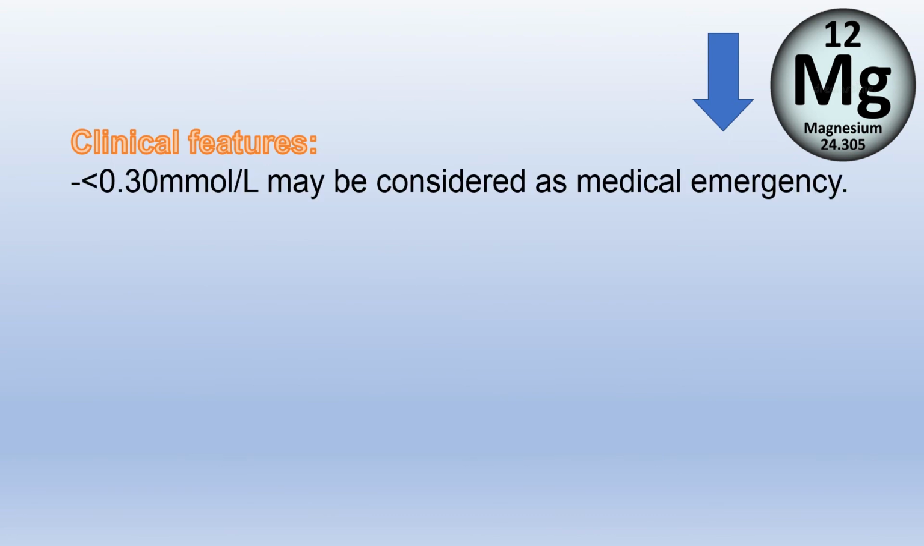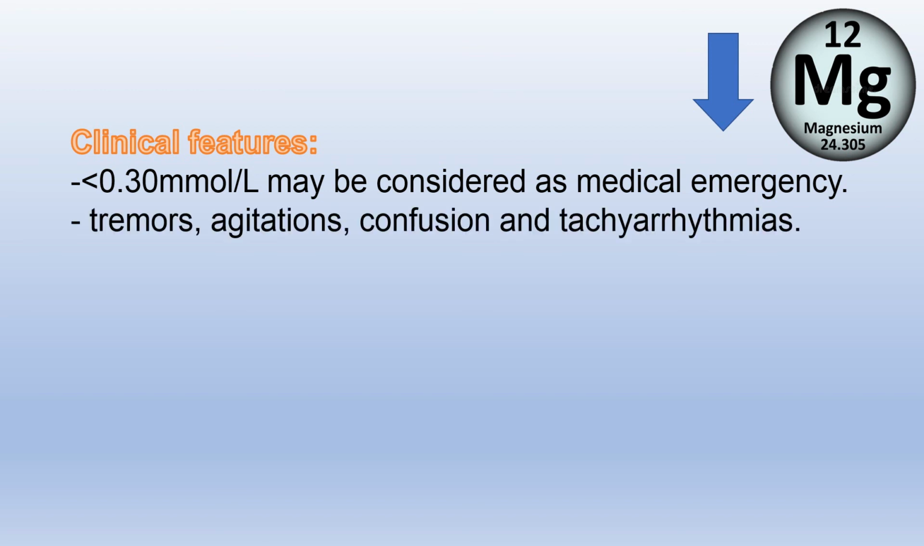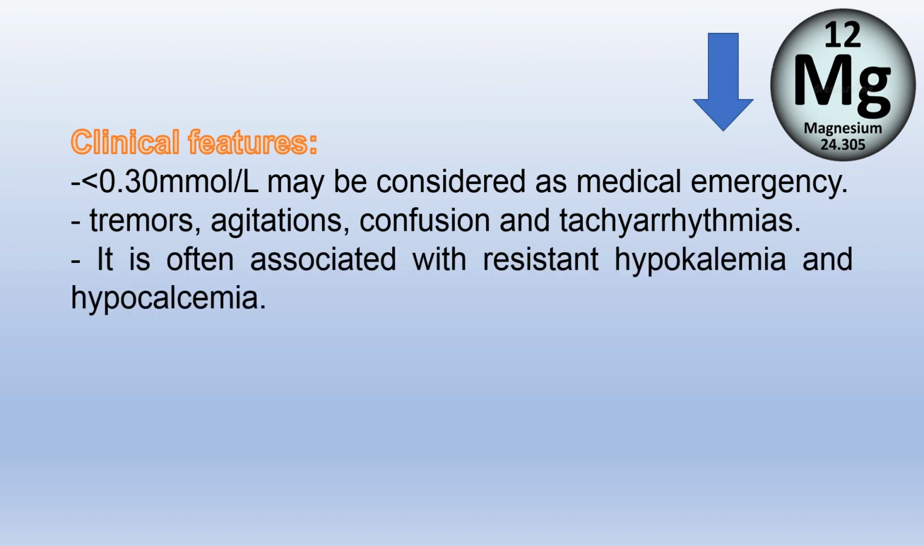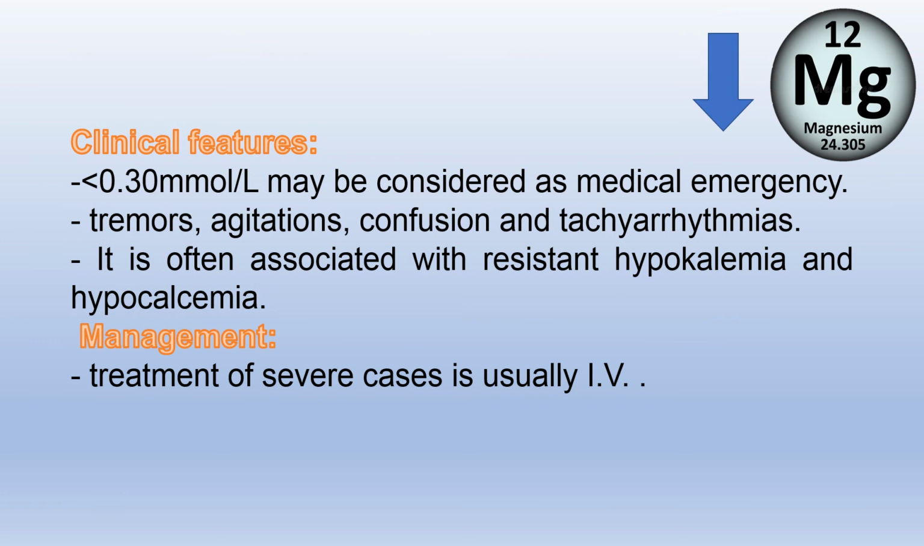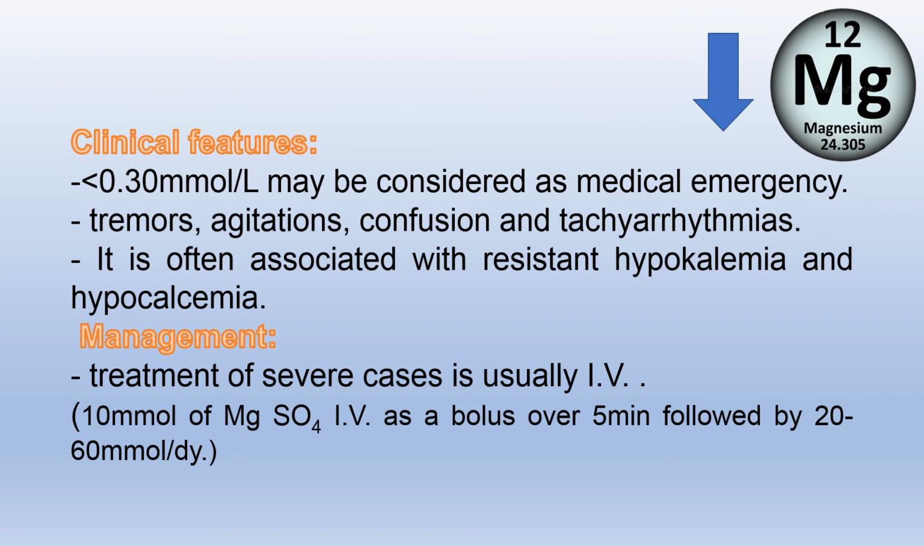Clinical features: less than 0.3 millimole per liter may be considered a medical emergency. Tremors, agitation, confusion, and tachyarrhythmias can occur. It is often associated with resistant hypokalemia and hypocalcemia. Management: treatment of severe cases is usually intravenous, 10 mmol of magnesium sulfate as a bolus over 5 minutes, followed by 20 to 60 millimole per day.